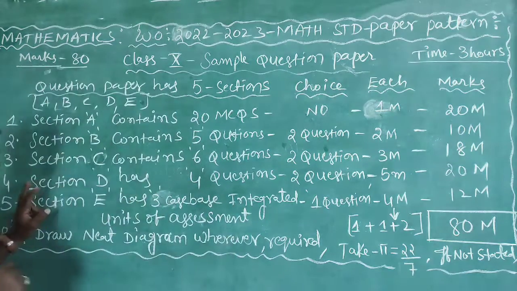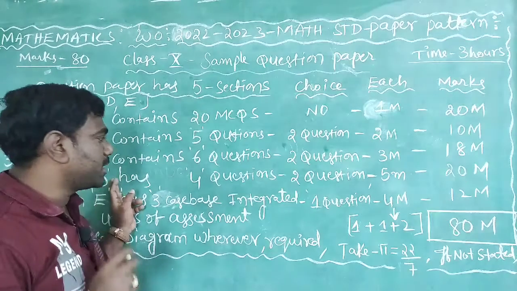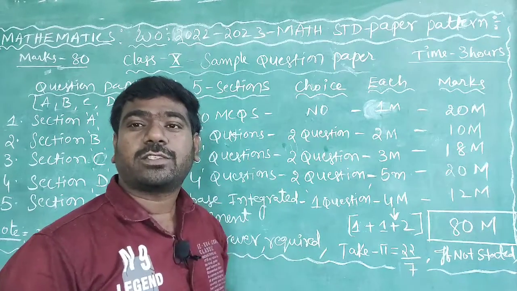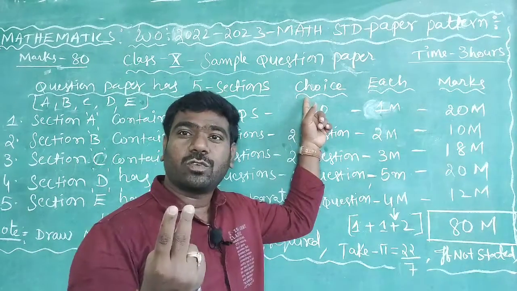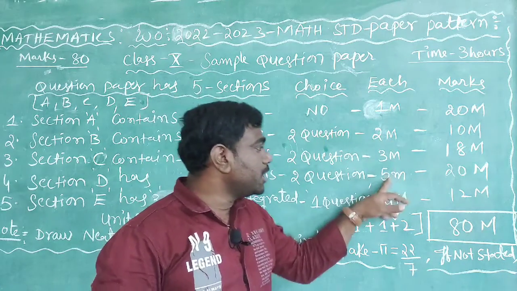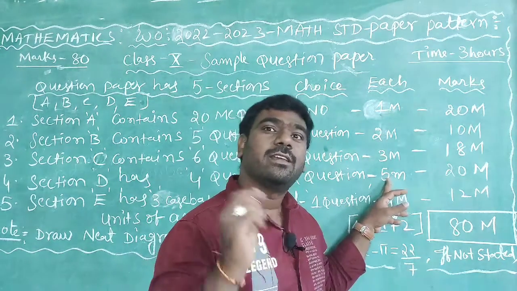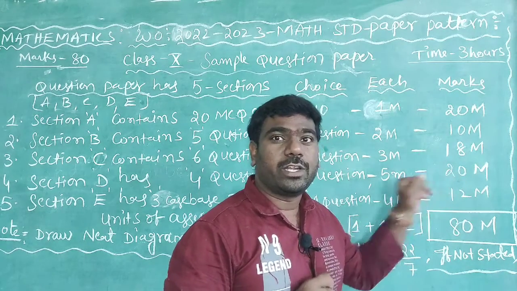Come to the next section, that is D. This section has 4 questions. Out of 4 questions, 2 questions will have choice. Each question carries 5 marks. Total 20 marks.